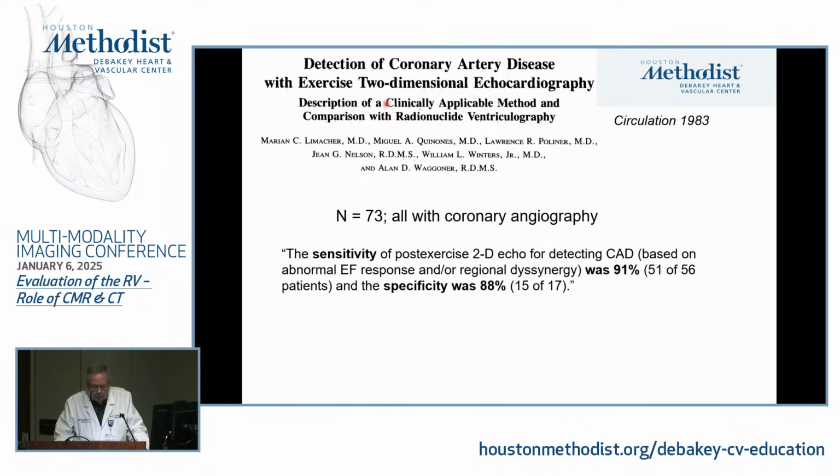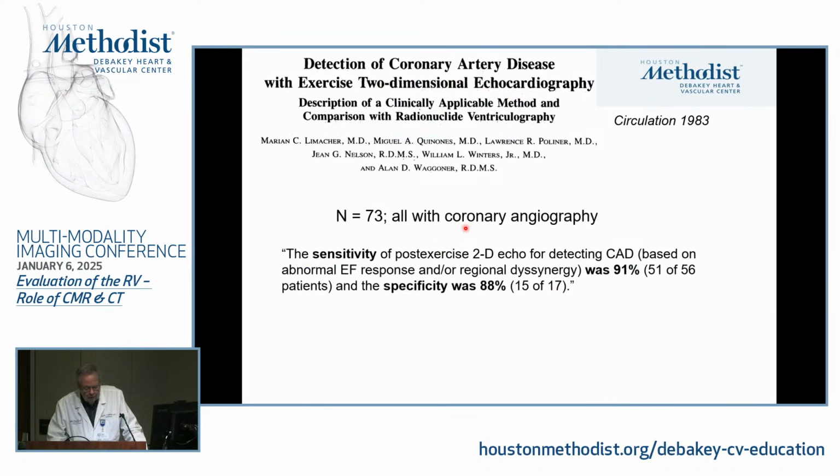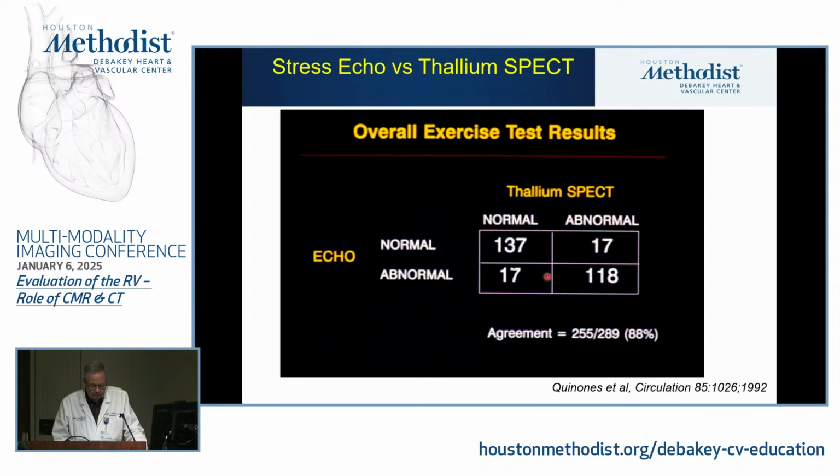And it was compared to, in those days, radionuclide ventriculography. There were 73 patients, and they had, in that initial trial, a reasonably good sensitivity and specificity against coronary angiography, using 70% stenosis or greater. And we'll show you why in a minute.